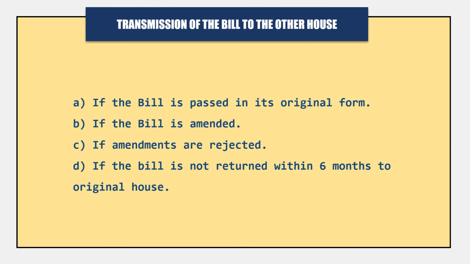C. If amendments are rejected, the originating house returns the bill with a message to the other house. In the process of sending the bill from one house to the other house, if the two houses do not come to an agreement, the President calls for a joint sitting of both houses to resolve the deadlock. The session is presided by the Speaker and requires simple majority.